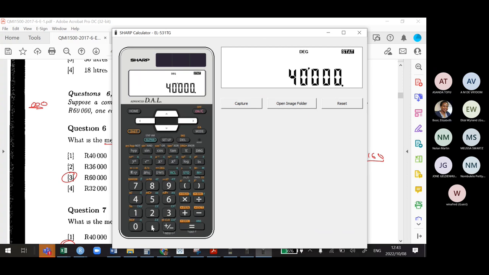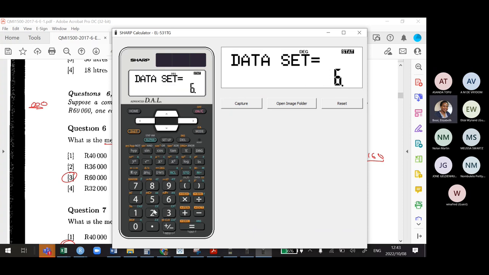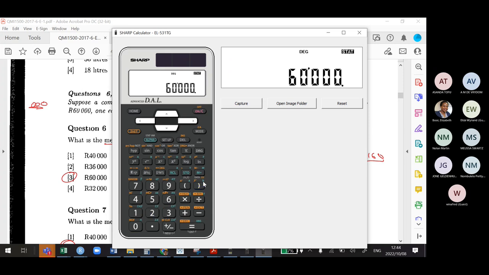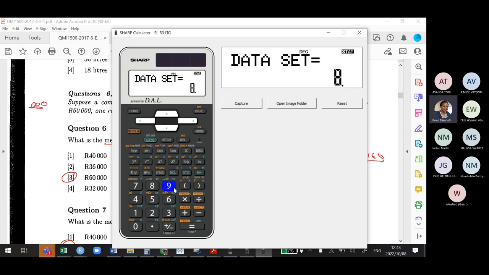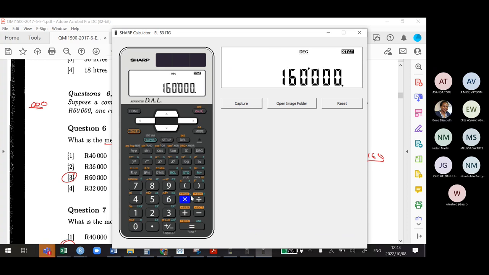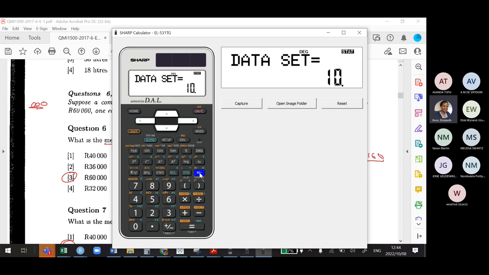40,000 M plus. And then 60,000 M plus. 60,000 M plus. And 120,000 M plus and 120, 160 M plus. And it says data set 10. Now I know that I've captured all of them.